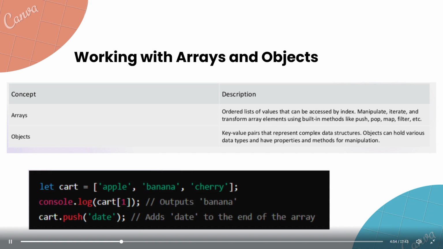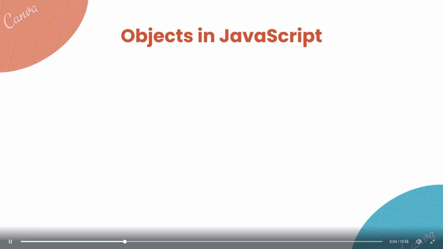Objects. Key value pairs that represent complex data structures. Objects can hold various data types and have properties and methods for manipulation. Objects in JavaScript.